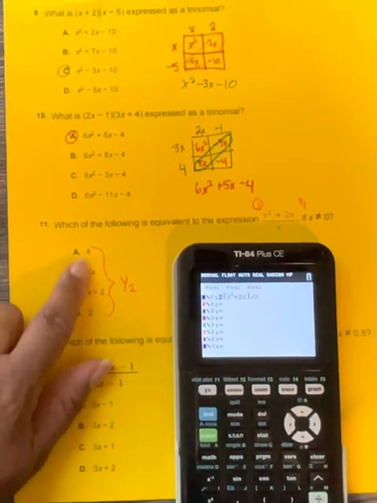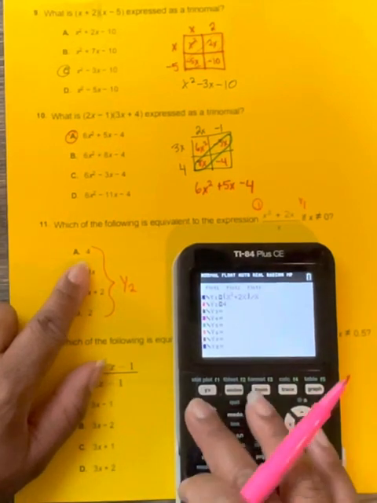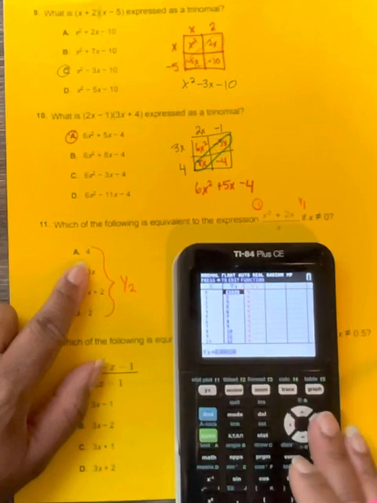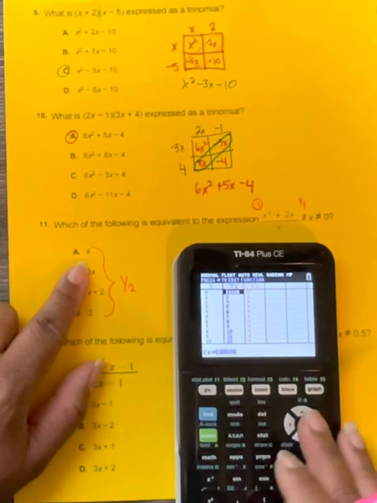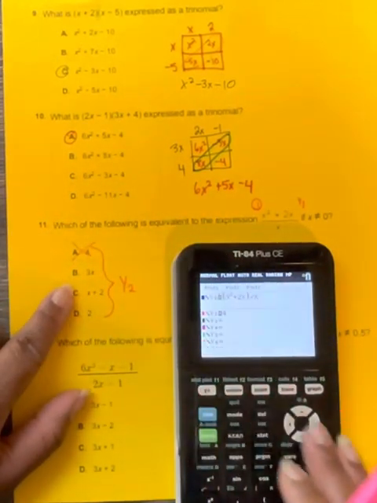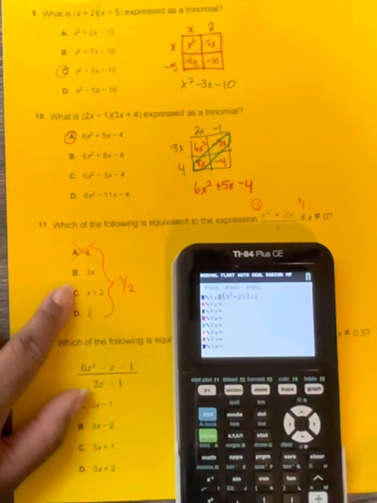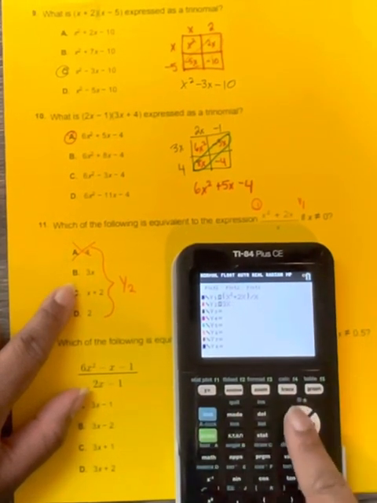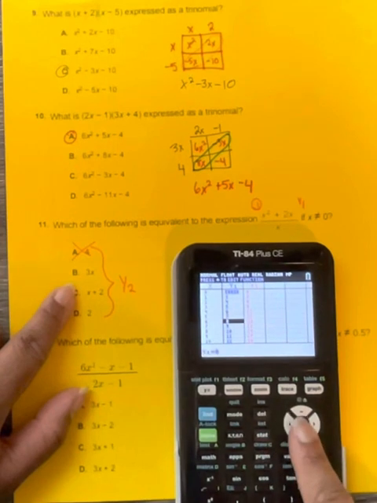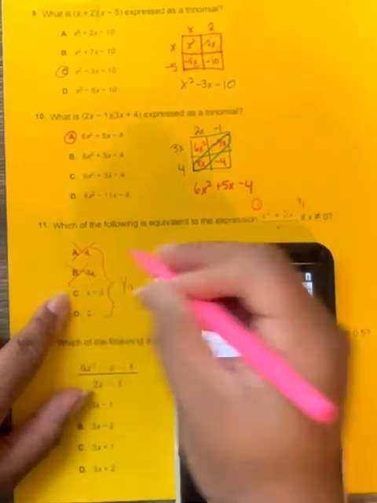And y2, let's try 4. Second graph. And we're checking to see, is y1 and y2 equal? Meaning the blue and the red. Are they equal? They are not, so we know our answer is not A. Go back to y equals, y2 in particular, and put 3x, second graph, and we're checking to see, hey, are y1 and y2 values equal to one another? The answer is no, so it's not B.